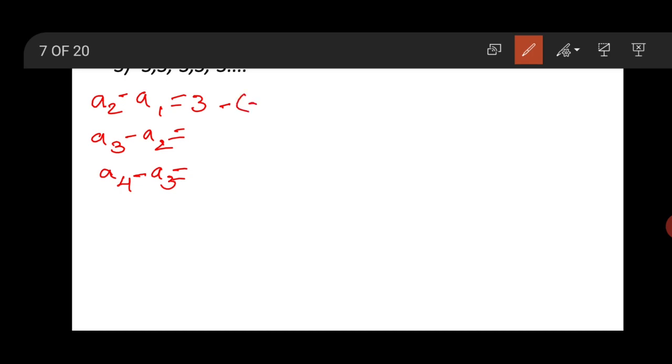Next, the given example: minus 3, 3, minus 3, 3, minus 3, and so on. Are they in AP? How can we find out? We have to find A2 minus A1, then A3 minus A2, then A4 minus A3. A2 is equal to 3, minus A1, which is minus 3, that's equal to 3 plus 3, which is 6.